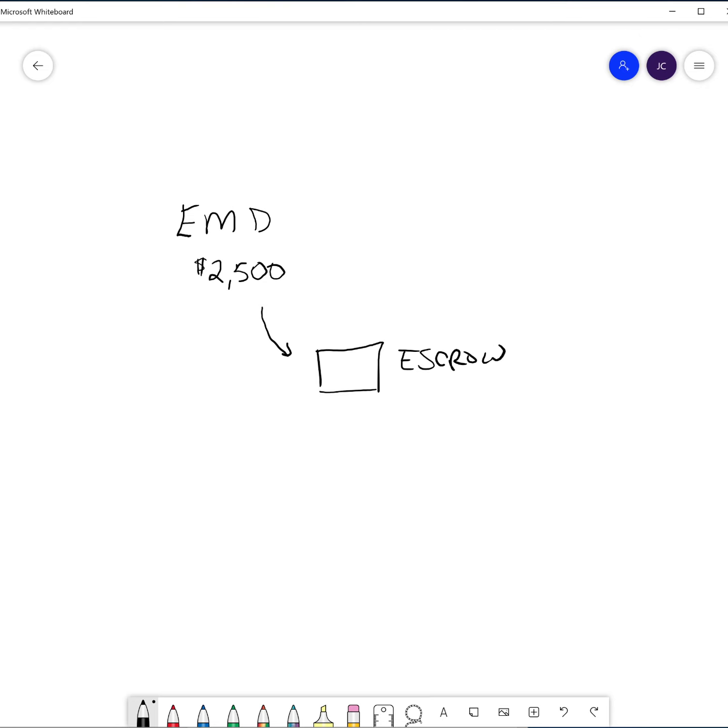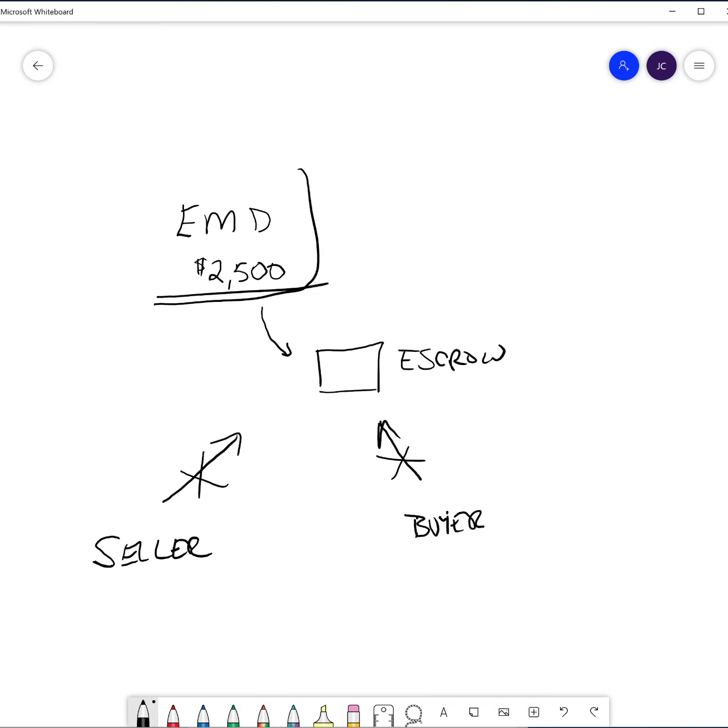Escrow is kind of like a bank. It's a neutral third party. All they do is hold the money. The seller sits here and they don't get access to this. They get no access to that until the transaction closes. And once the money goes in, you also don't get access to it until the transaction closes. So this money stays safe.